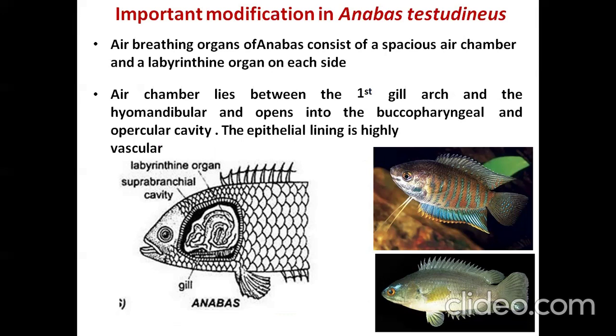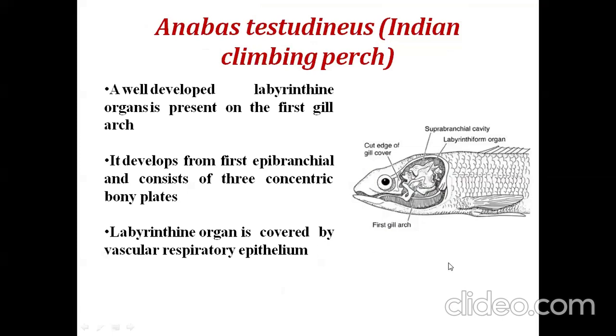And here also the labyrinthine organ. You can see the labyrinthine organ, beautifully located, a spring-like or coiled structure. Normally we call it the labyrinthine organ. And it has the suprabranchial cavity. Here the gills are located. And this is the diagrammatic representation. And here you can see the actual picture of the Anabas. Normally this is called the Indian climbing perch.